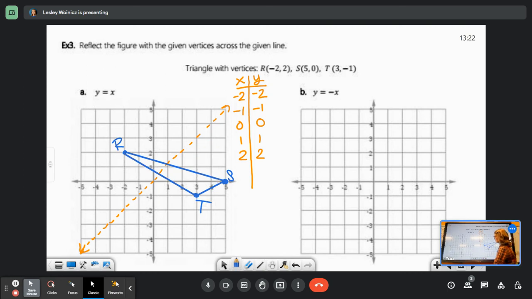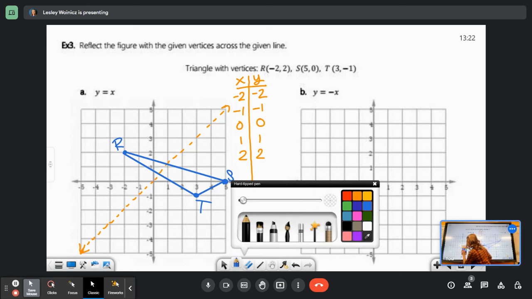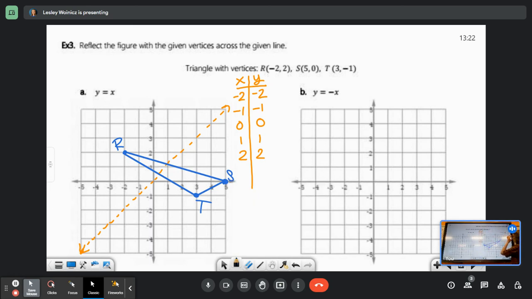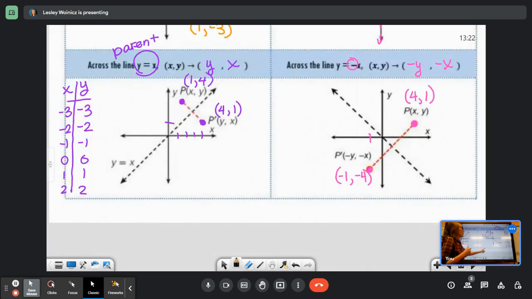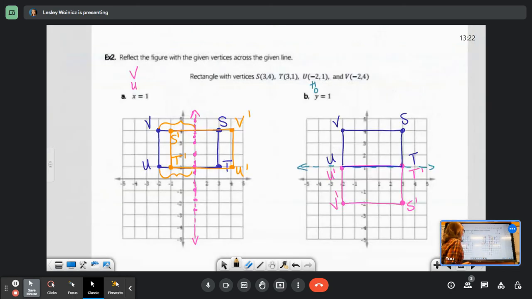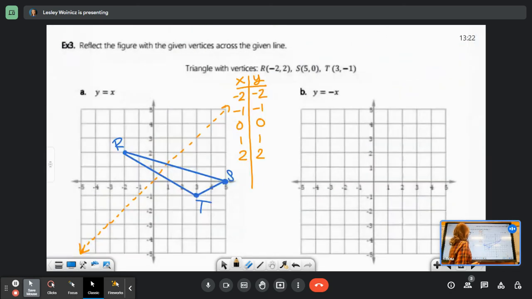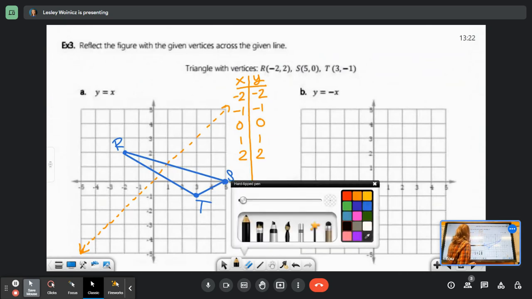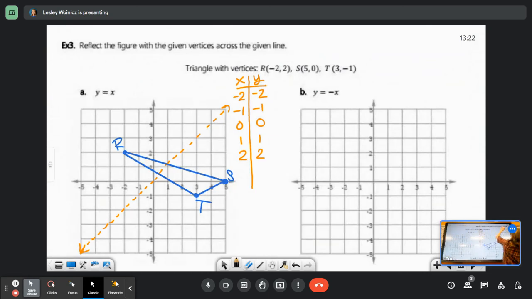So let's remind ourselves what the rule is for reflecting in the line y equals x. If you go back to the front, remember that if I reflect in the line y equals x, my x and y just switch. They just flip-flop and trade places. Let's write that rule real quick. (x, y) maps to (y, x).